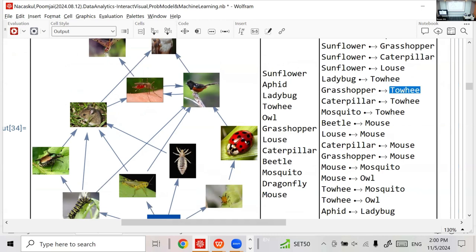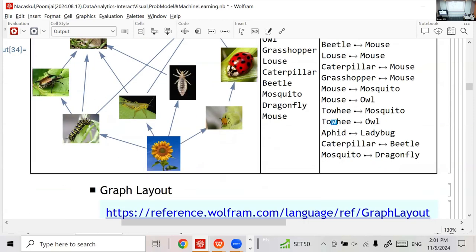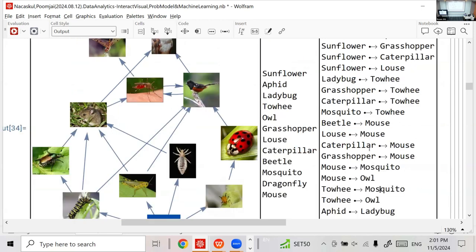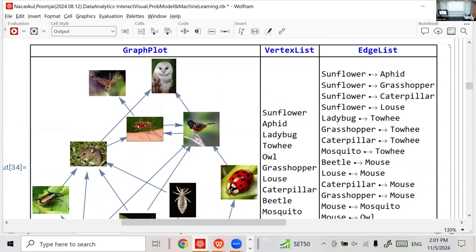I'm not sure. Ladybird, go to a bird. So ladybird, ladybug, go to, oh, Tawi is a bird. Sorry, it's this guy. This guy's a bird. So Tawi is a bird. And Tawi is also eaten by an owl. Tawi is eaten by an owl. Okay. Tawi is also eaten by mosquito. Oh, really? Mosquito eats that? Where's the mosquito? Oh, there it is.